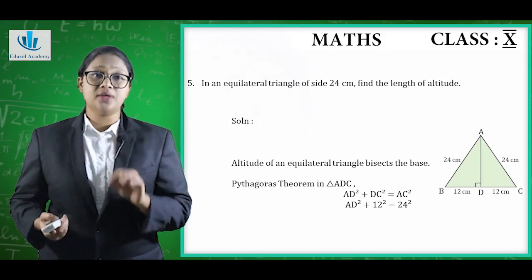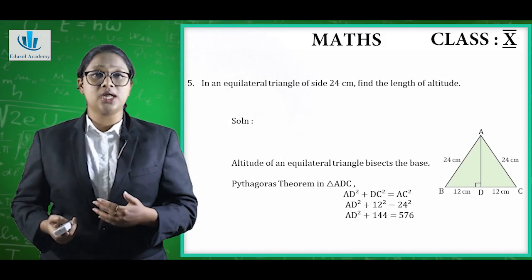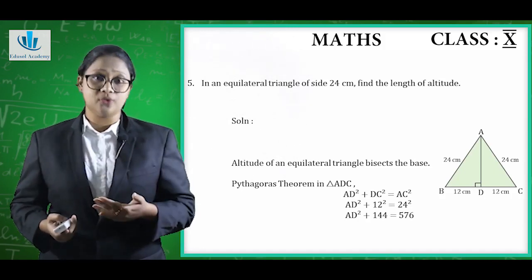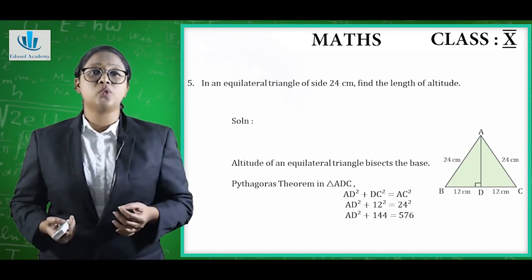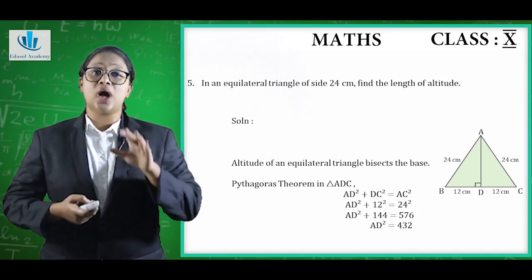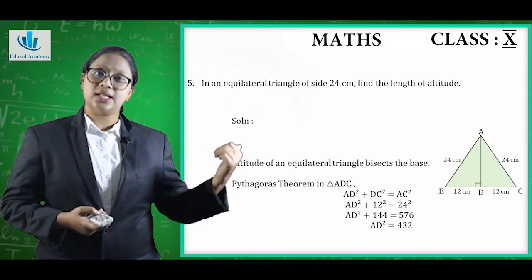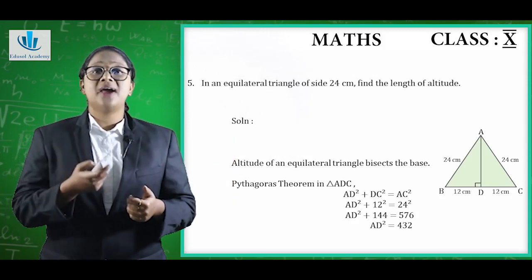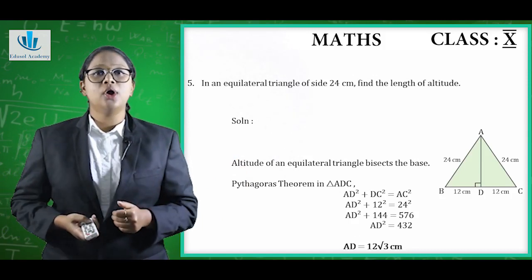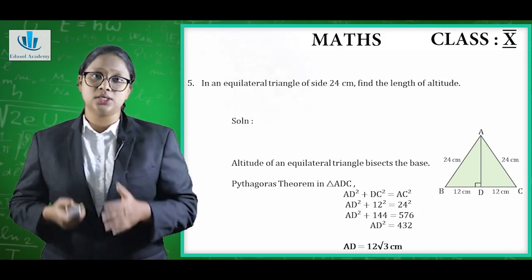AC square is 24 square, DC square is 12 square. So the equation is now AD square plus 12 square, or 144, is equal to 24 square, or 576. And to isolate AD square, you have to transpose 144 to the other side. So that becomes 576 minus 144. That will give you 432. So AD square is now equal to 432.